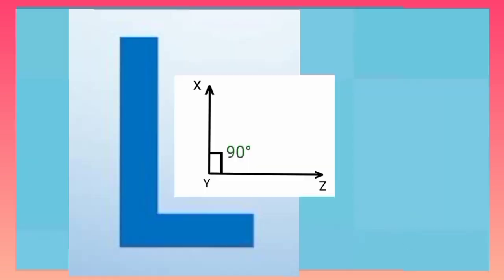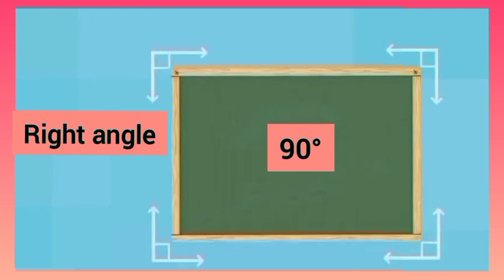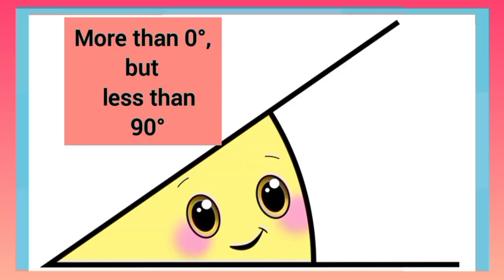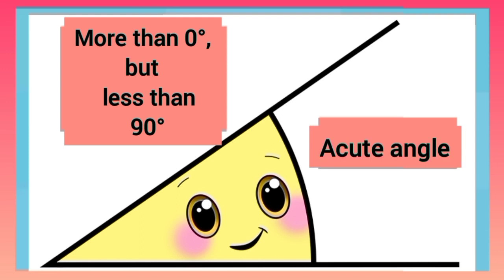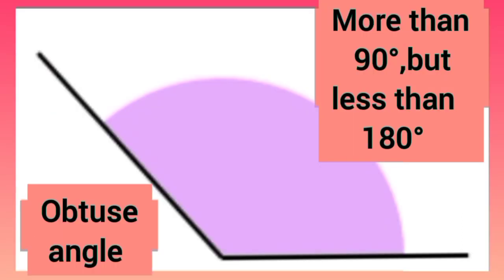The capital letter L of the English alphabet also makes a 90 degree angle. Corners of a blackboard also describe 90 degree angles. Look at this clock. 3 o'clock also constructs a 90 degree or right angle. An angle whose measure is more than 0 degree but less than 90 degrees is called an acute angle. An angle whose measure is more than 90 degrees but less than 180 degrees is called an obtuse angle.